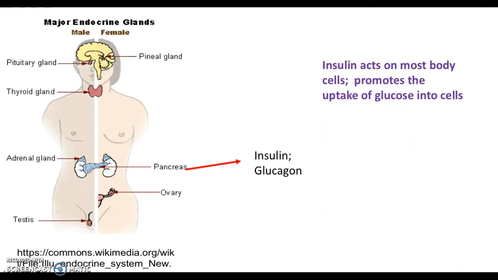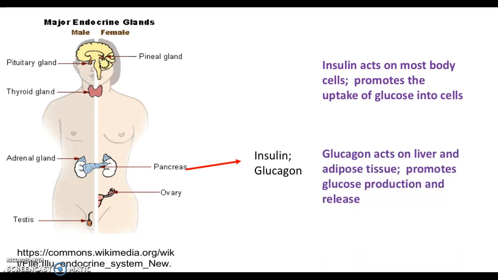Insulin is a hormone that acts on most body cells, and its action is to increase the uptake of glucose into these body cells. The net result of this is a reduction of glucose in the plasma. So some analogies will describe insulin as being kind of like a broom that sweeps glucose out of the plasma. Glucagon is the opposite number from insulin. Glucagon acts to increase glucose production and release from tissues like liver and adipose. And this means that glucagon's effect is to increase glucose in the plasma.